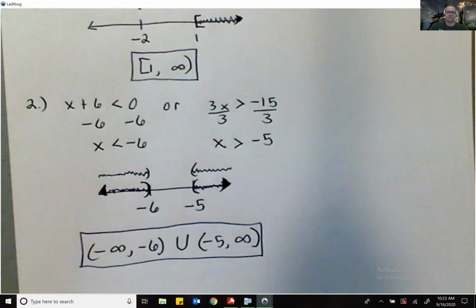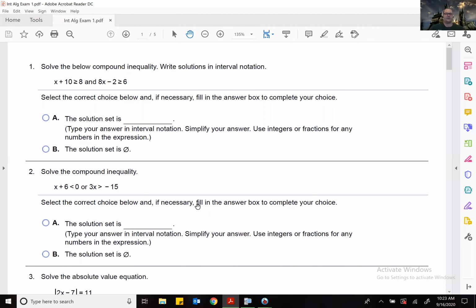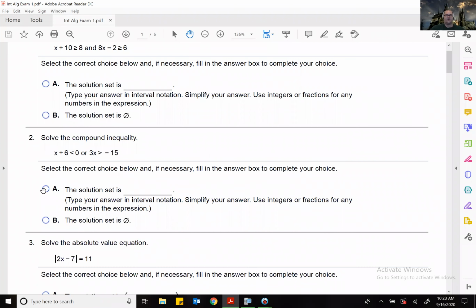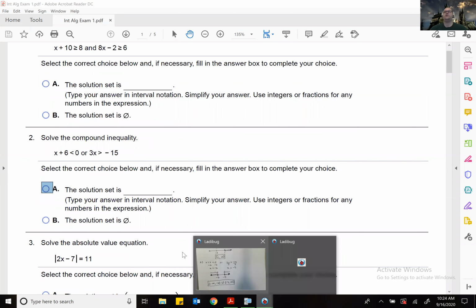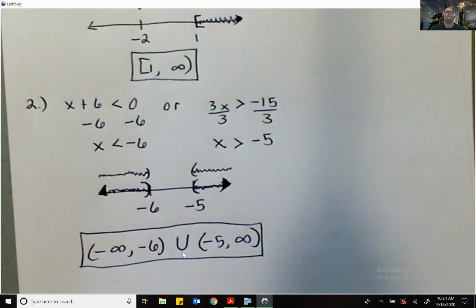So you'll come into your exam, you'll click A, and you will put that in there. Now, please be careful on the union symbol. Do not use a capital U. It will count it wrong. And then you're going to be emailing me saying it counted it wrong because you used a capital U and didn't listen to me.